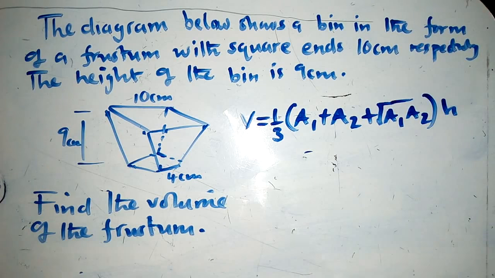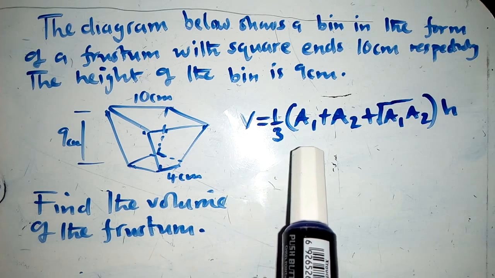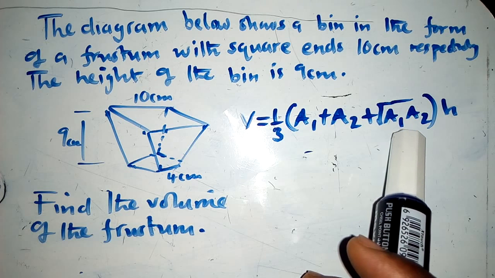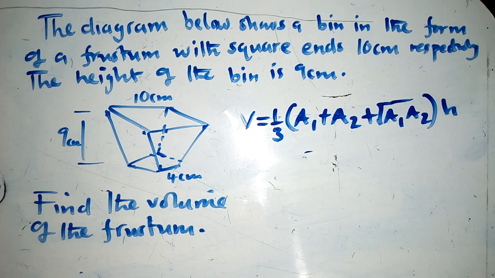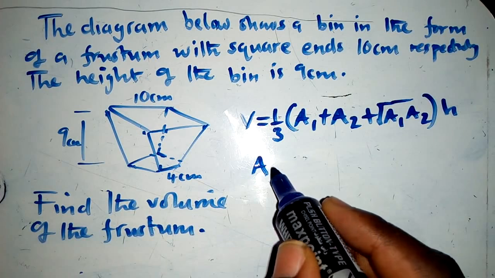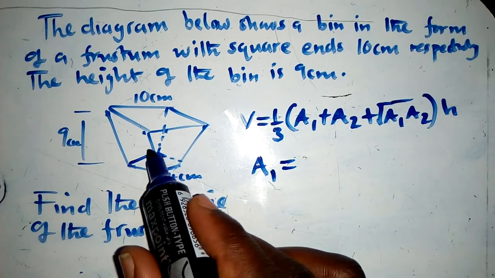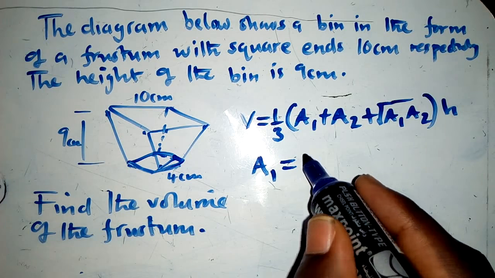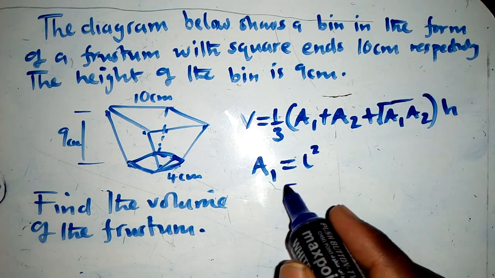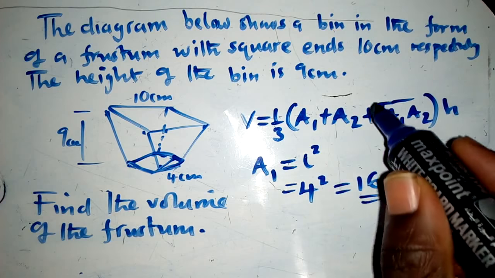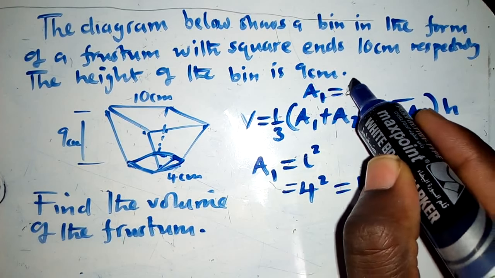All right, so the volume is equal to 1/3 multiplied by (area 1 plus area 2 plus the root of area 1 multiplied by area 2) multiplied by height. Hopefully you're able to see. All right, so our area 1 will be the area of this square down here. The area of a square is L squared. So L squared will be 4 squared, which is equal to 16. So our area sub 1 is equal to 16.